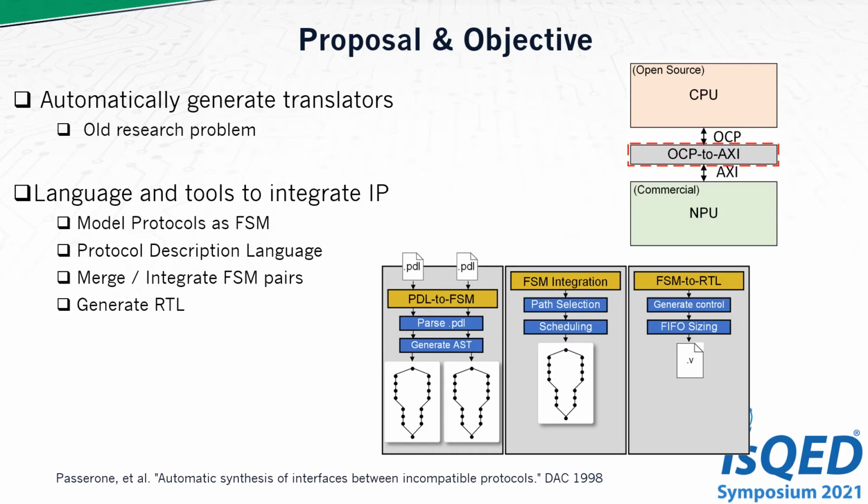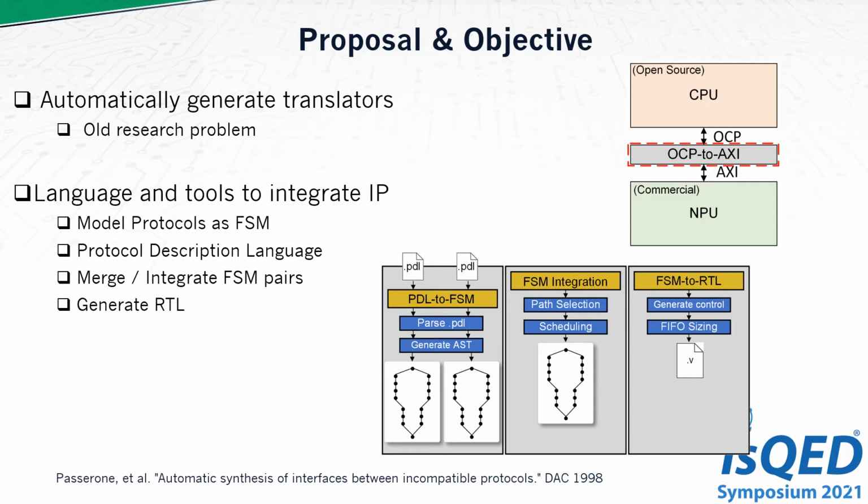So for instance, if we take the open source CPU and commercial NPU from before, we want to automatically generate a translator or bridge that can be used to enable communication. This is a relatively old research idea which dates back to the 1990s. So building off these ideas, we propose a new flow capable of handling most protocols used today.